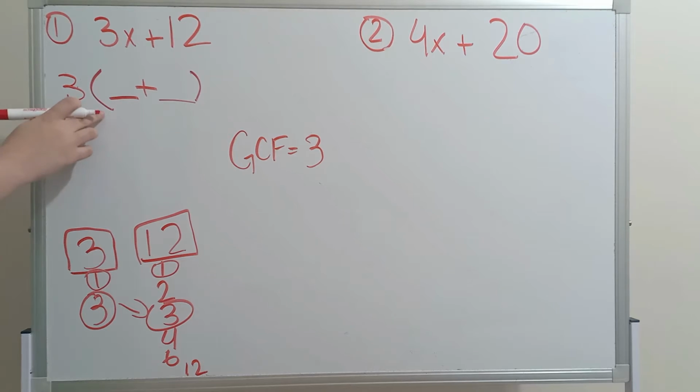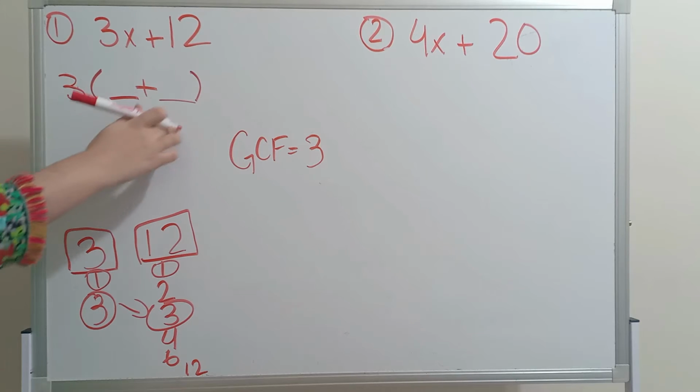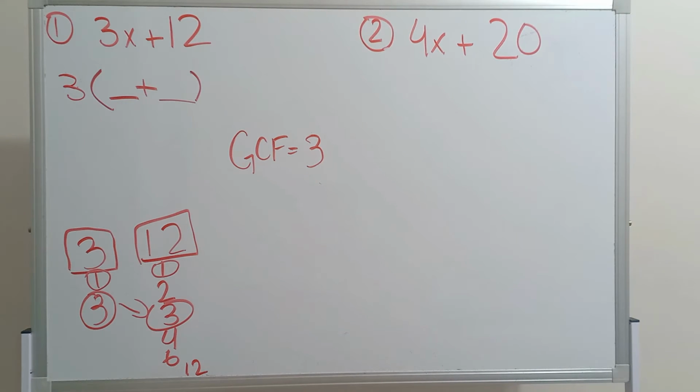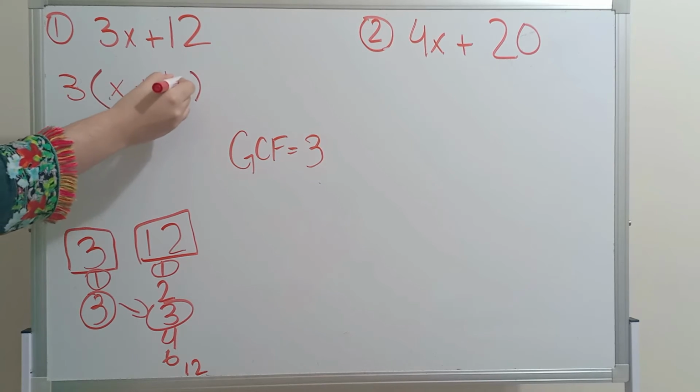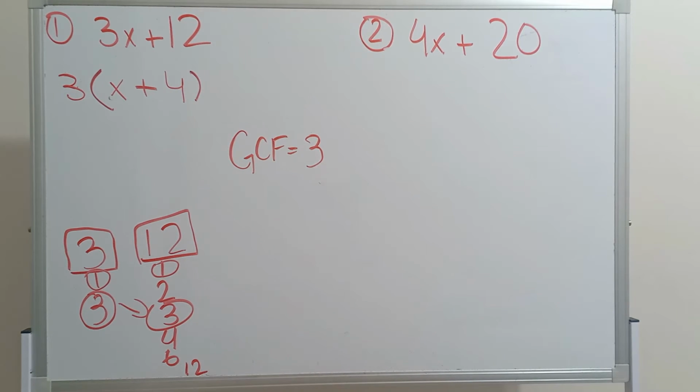Since we know that in this kind of expression we always multiply the number outside with the number inside, we are going to find a number which we can multiply by 3 to get 3x and a number which we can multiply by 3 to get 12. So 3 times what would give us 3x? 3 times x would give us 3x. 12 divided by 3 is going to give us 4. So 3 times 4 is going to give us 12. So this is going to be our expression using the factoring.